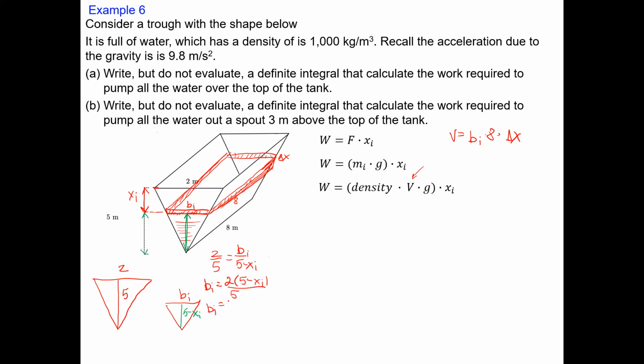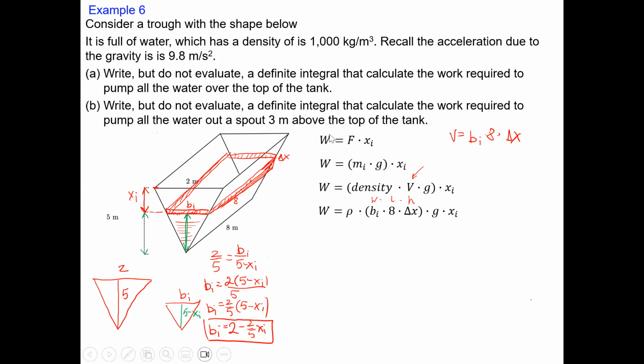When we multiply 2/5 times 5 it is 2, and 2/5 x sub i. Okay, this is the base. Now let's see, base times 8. This is like width times length times height. The volume, yes, that means the volume is always different.